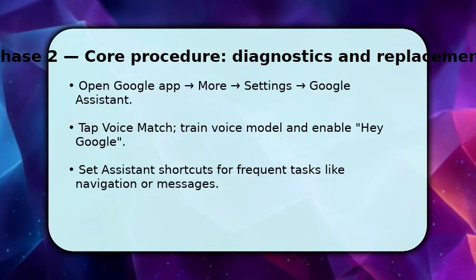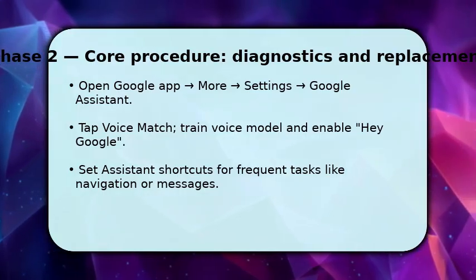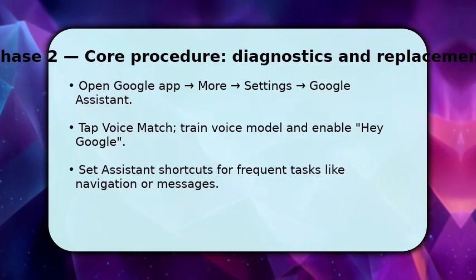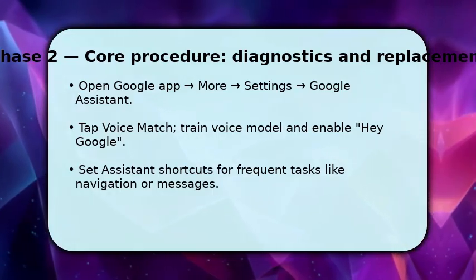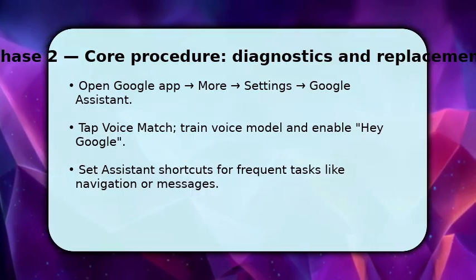Next, you'll configure voice activation and shortcuts so Assistant responds instantly. Open the Google app, tap More, then Settings and Google Assistant. Under Voice Match, train your voice model and enable Hey Google. This ties the assistant to your voice and improves recognition.